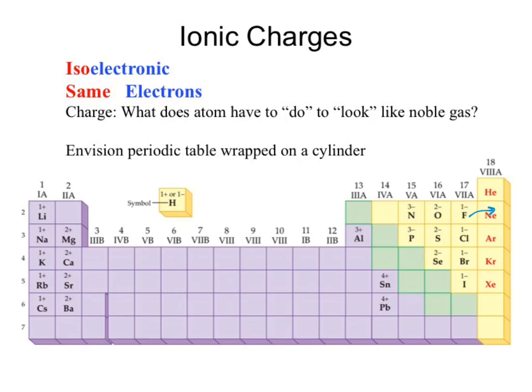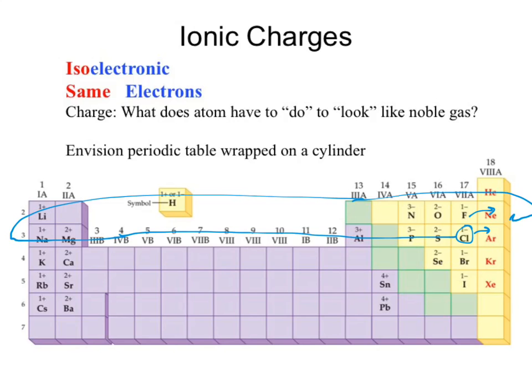What happens if we look at chloride or chlorine? Again, just gain 1 electron. What's the other option it could do? It could lose a whole heck of a lot of electrons. In that case, we'll end up losing, maybe we got the number handy? 7 electrons to shift to neon.